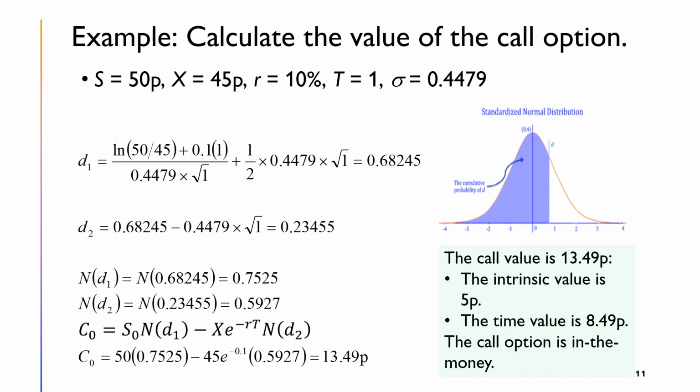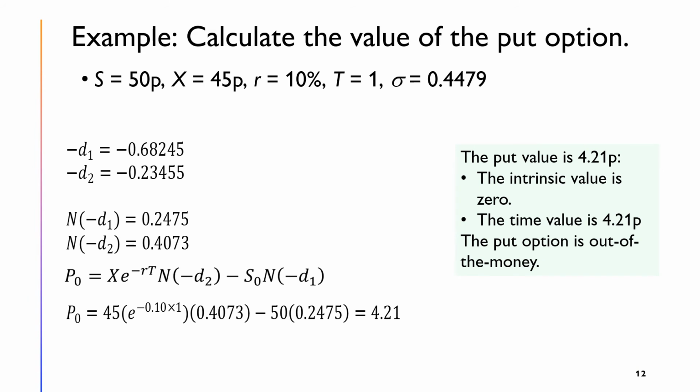Let's look into an example. Calculate the value of a call option given the current stock price, exercise price, risk-free rate, time to expiration, and volatility. The details of the calculation are shown step by step in this slide. I hope you will make use of the formula to calculate first and then compare the answer. In this way, you can learn better.